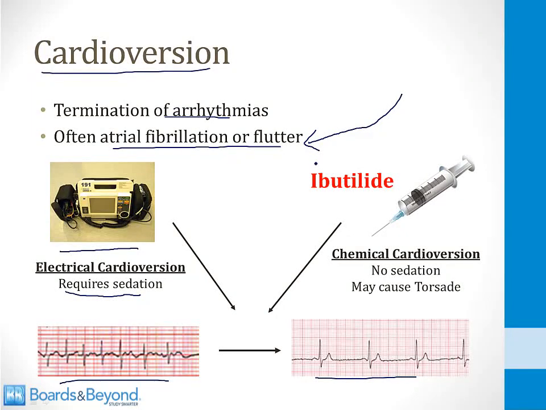Another option, an alternative to electrical cardioversion, is called chemical cardioversion, and this involves using ibutilide. Ibutilide will also convert atrial fibrillation and atrial flutter into sinus rhythm in many cases. The advantage is that no sedation is required because you're not administering a shock. However, the major downside is that ibutilide can cause torsade de pointes, just like all of the class 3 agents.